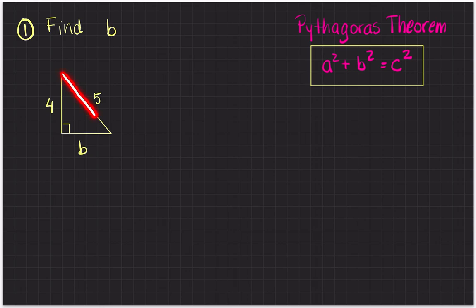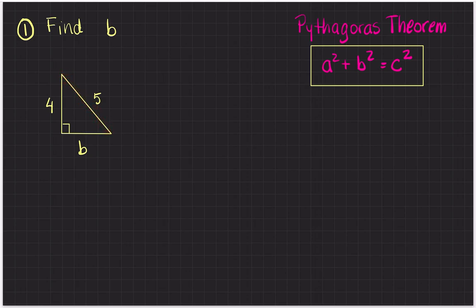This one here. It's always the longest side, but how do I know that if not all of my values here are numbers? Well, the hypotenuse is always the side that is right in front of the right angle. Here I have the right angle. So this one is my hypotenuse, which is 5.